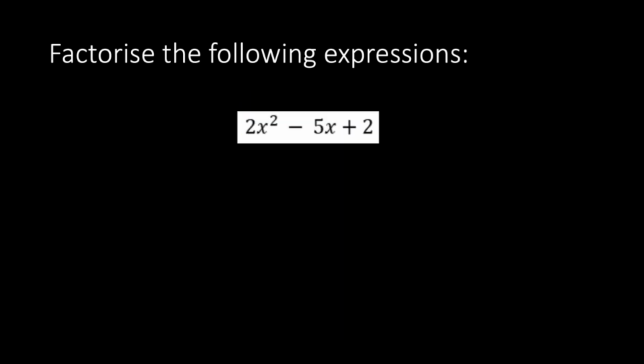Again, another 2x squared. So first of all, you look at the x squared term. There's a 2. So you multiply the 2 by the numbers term, which is positive 2. So positive 2 times positive 2. Okay, this will give you 4. Find the factors of 4, which is 1 and 4, 2 and 2.